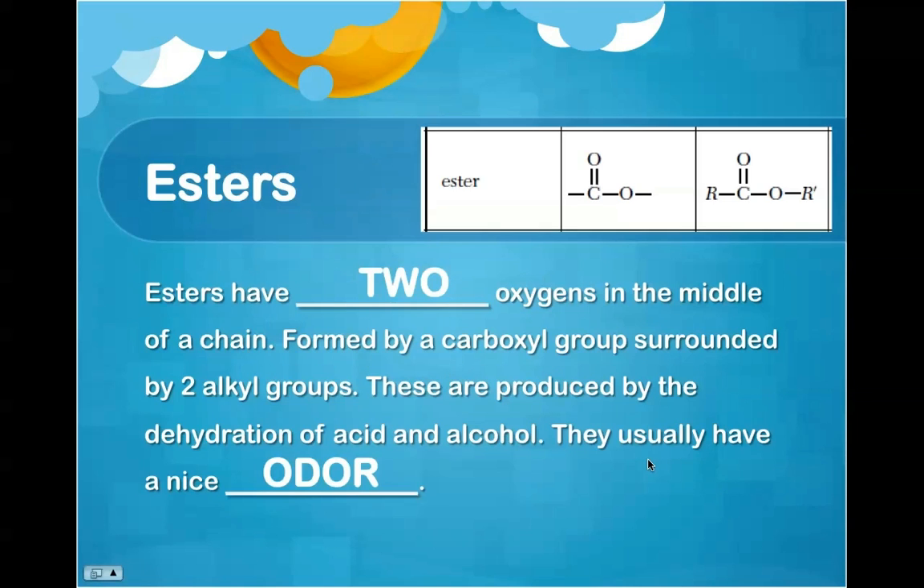All right, moving on to esters. I find this is one of the trickier ones for students to name, so definitely take your time going through this. These have 2 oxygens, with one at the middle of a chain, and it's surrounded by 2 different alkyl groups. These actually have a very nice odor, so you tend to notice them when we're doing a lab because they have a very sweet smell.